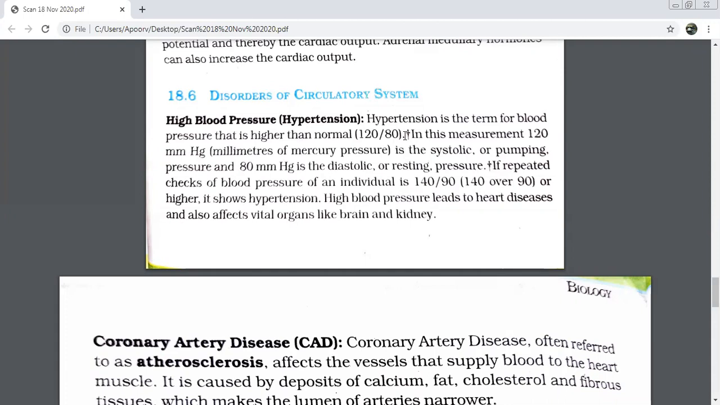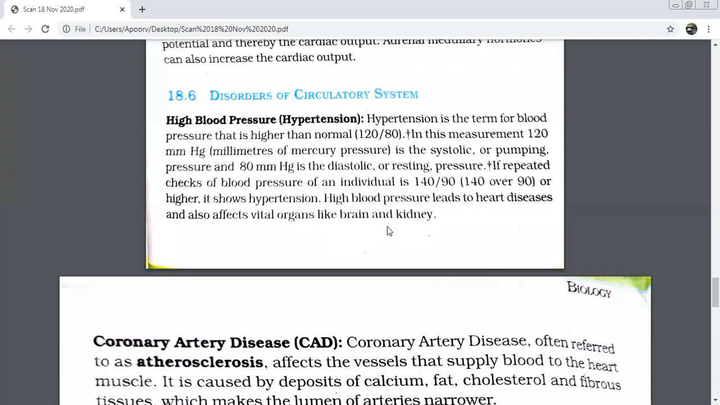Mercury. It is millimeters of mercury. If it is above 140, we say that the person is showing hypertension. Hypertension means high blood pressure. This is very harmful because it affects two very main organs of our body.